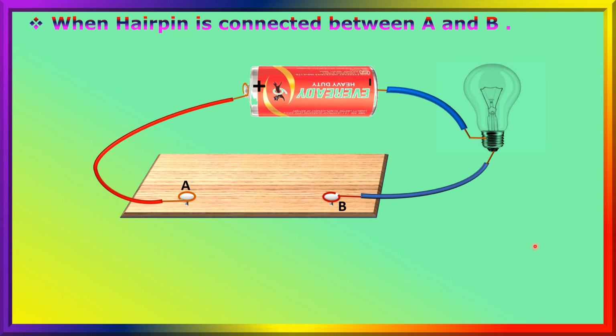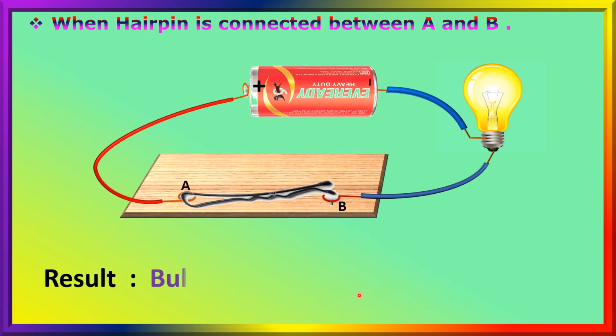See here. Yes, bulb is glowing now. When hairpin is connected between A and B, that means hairpin allows the current to flow through it. That's why bulb is glowing now. So what is the result here? Bulb glows. That means hairpin is a conductor.